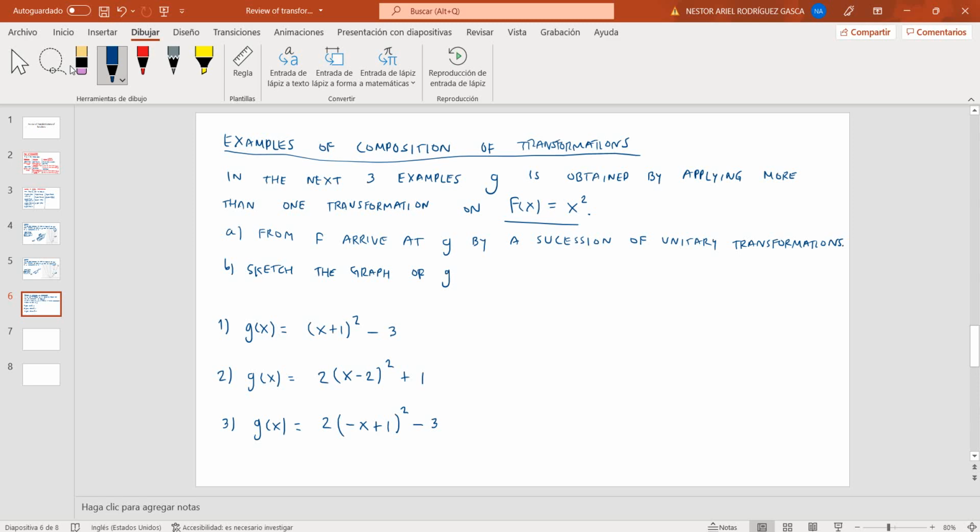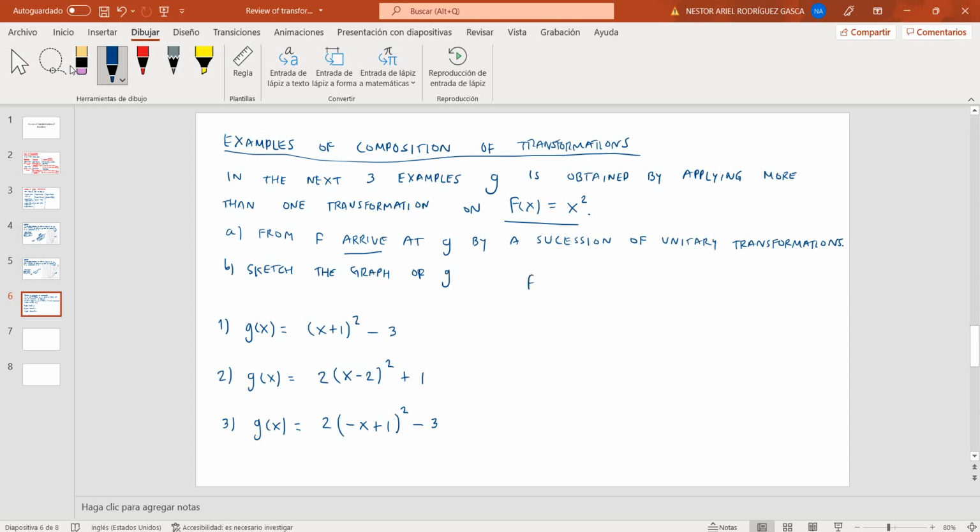What this plus 1 means is a horizontal translation of -1 on the parent function. And what this -3 means is apparently a vertical translation of -3 units, or a vertical translation of 3 units downwards. So that's what it seems to be, right? But how can I be convinced of this, of my hypothesis? Okay, what I do is this. I'm going to, from f, arrive at g by such a succession of unitary transformations.